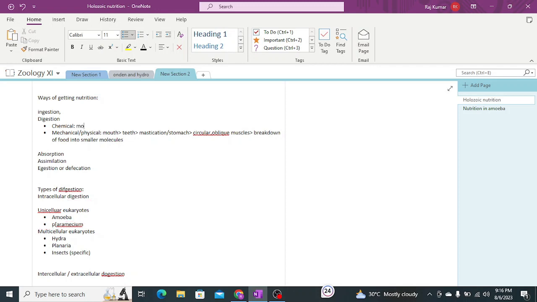So here we have a good example of the salivary amylase. In mouth, we are having salivary amylase, which is able to convert starch into maltose. 30% of starch is digested in mouth through chemical digestion, and that is a good example of chemical digestion.